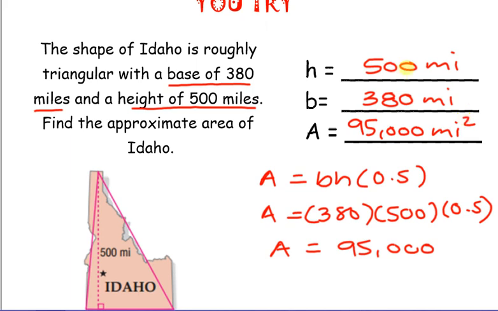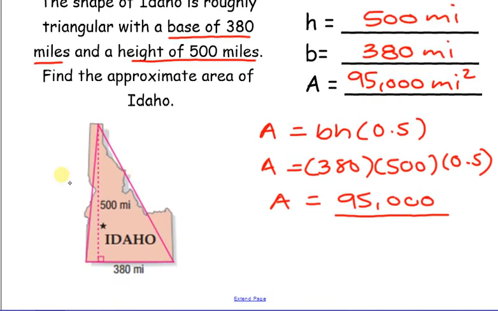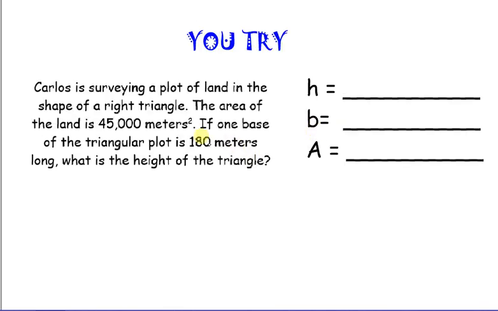All right, so you should have found that the height is 500 miles, the base is 380 miles. That's what it gave you in the word problem. When you multiply those two together times 0.5, you should get 95,000. And they are actually talking about the state of Utah right there. It's shaped kind of like a triangle. All right, let's do another word problem. Go ahead and you do it.